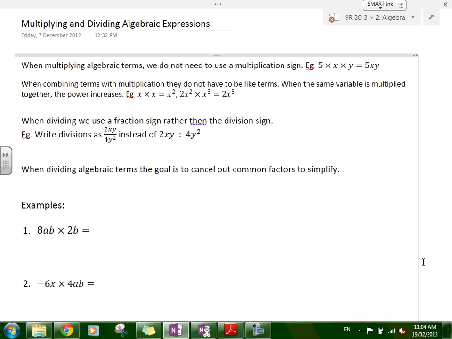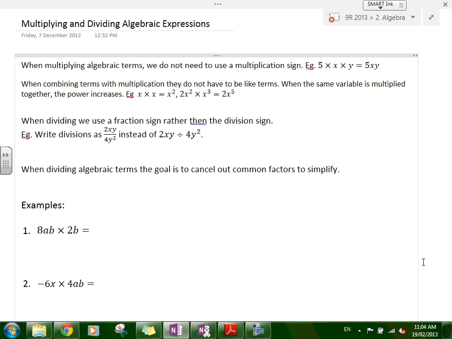When you have the same variable multiplied, the power increases. x times x is x squared. That's the definition of the power. 2 x's multiplied together is x squared, 3 x's multiplied together is x cubed. AB times B is AB squared. 2x squared times x cubed equals 2x to the power of 5. So make sure you're familiar with these: if it's the same variable, the power will increase. If they're different variables, just write them together.